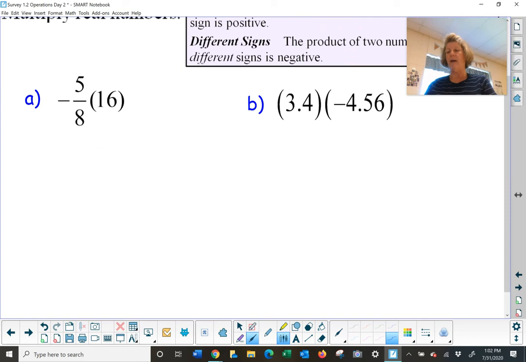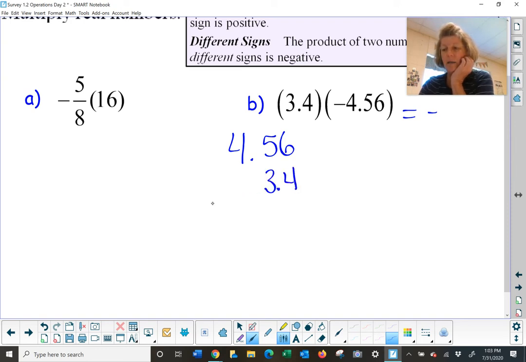Finally, B. 3.4 times 4.56. Well, you know what? Immediately I'm going to say, I know I have a negative answer because I have a positive times a negative. I'm going to put the number with more digits on top, my smaller digit count on bottom. You'll notice you could leave your negative in there if you wish. We're multiplying. How do you multiply?